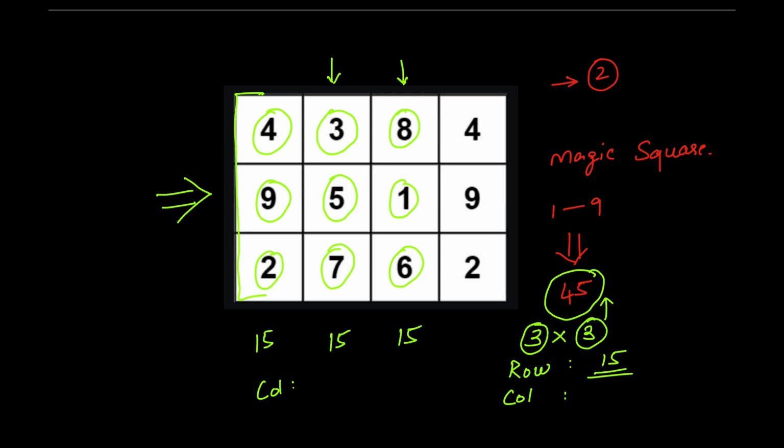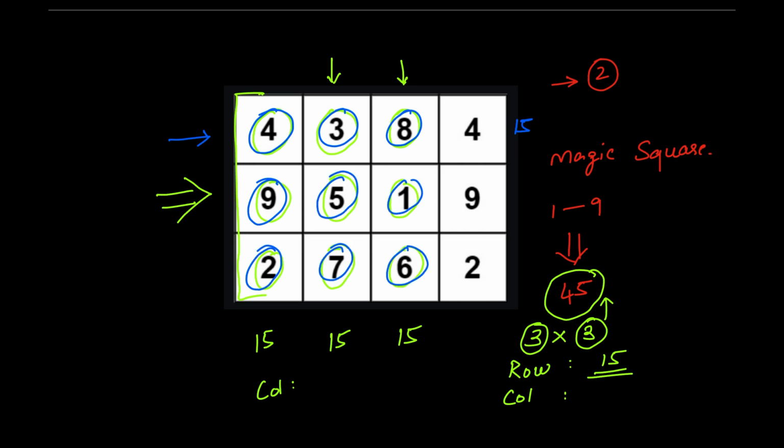Now we need to look at the total of the elements at a row level. In the first row, we have 4, 3 and 8, giving the total of 15. So we'll increment our counter by 1. 9, 5 and 1 is in the second row, totaling 15, so we'll continue forward. The last row is 2, 7 and 6, still giving us the total of 15. It means considering both rows and columns, this is a magic square.